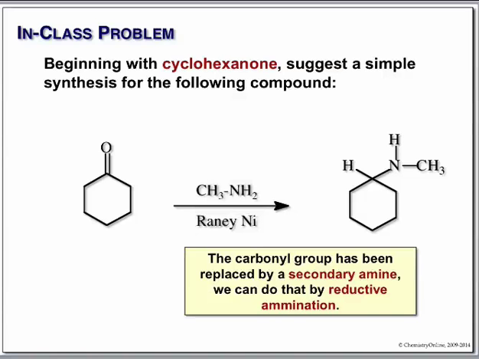If we do this in the presence of something like Raney nickel, it already has hydrogen built in. As fast as we form the imine, it reduces, and in one step, we make the amine. The reductive amination step. Very, very happy, very simple reaction. Any questions?